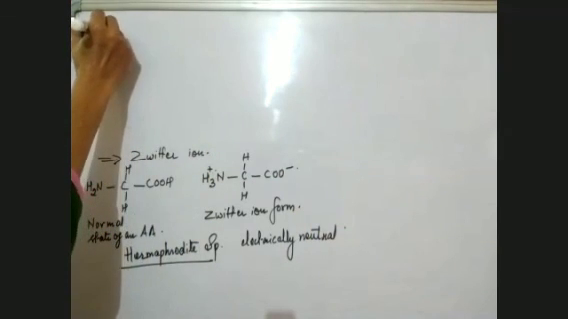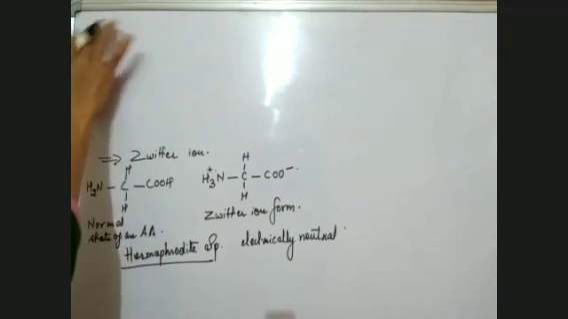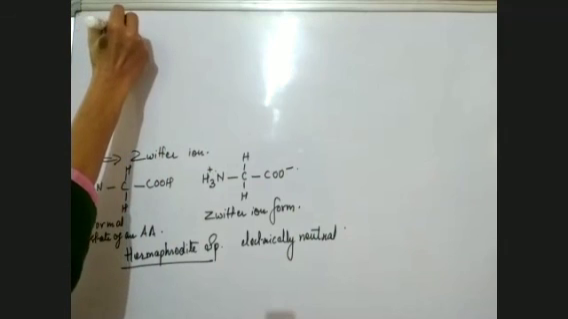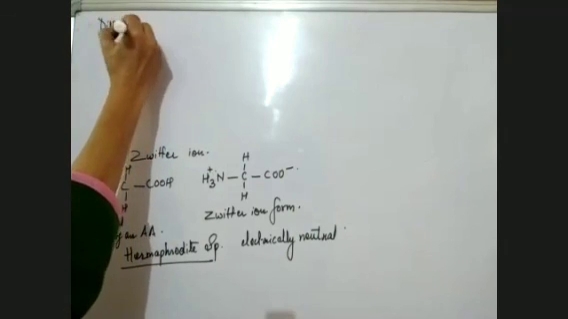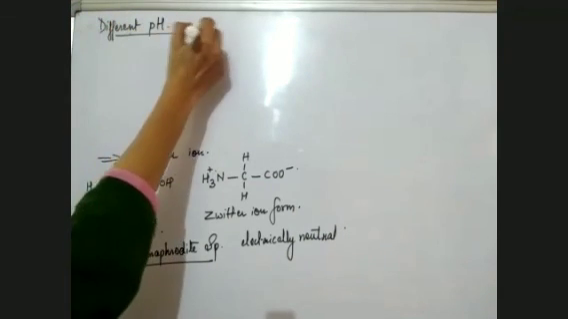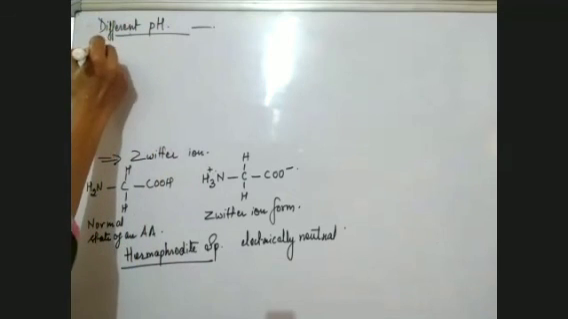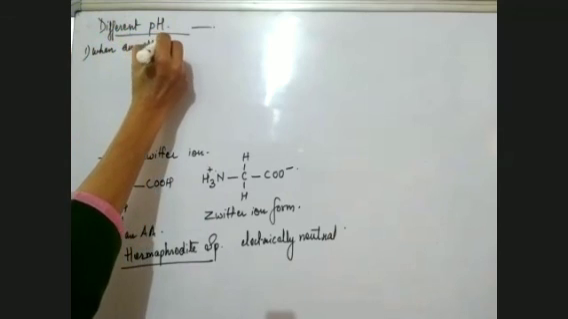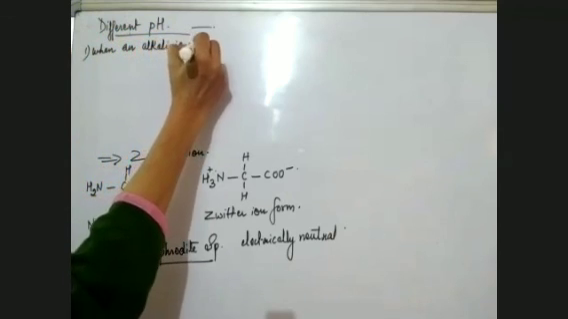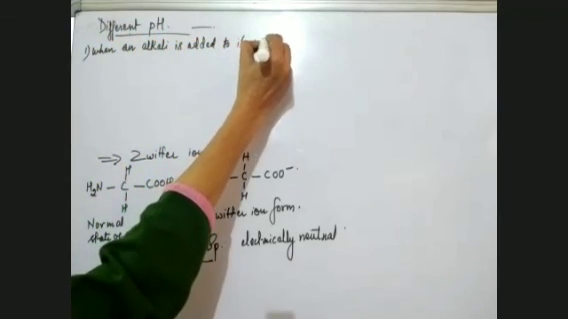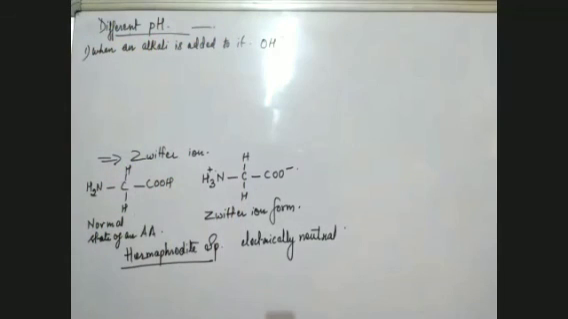I'm going to tell you what happens to the Zwitter ion when an alkali is added. First of all, under different hydrogen ion concentrations, first I'm telling you when an alkali is added to it. That means we will be adding OH. We will be adding OH to it. What happens when OH is added to it?